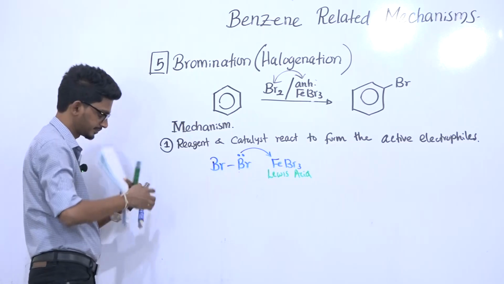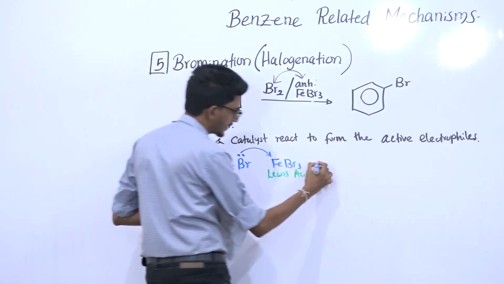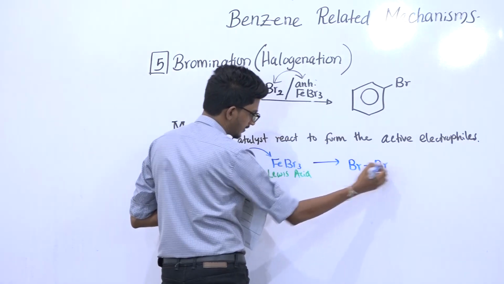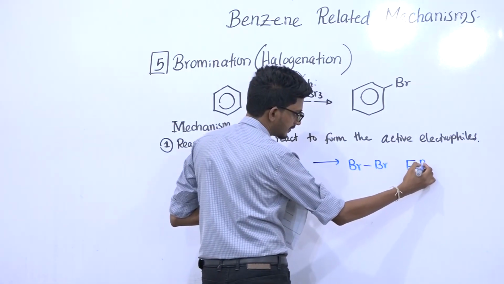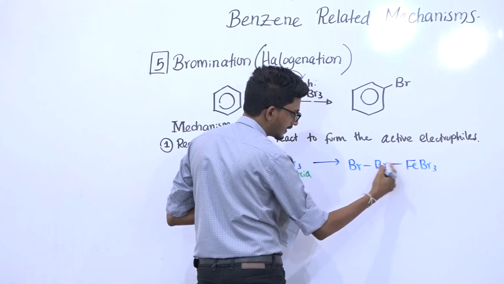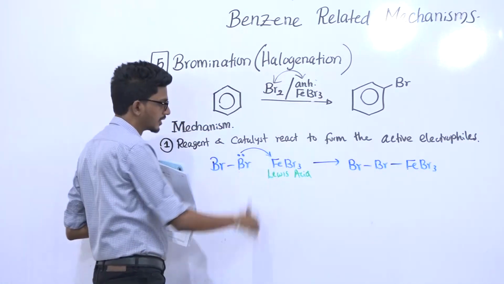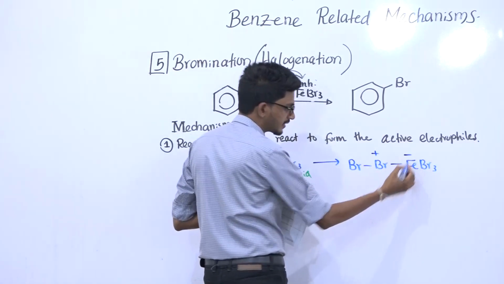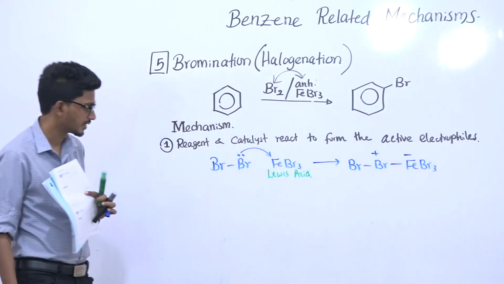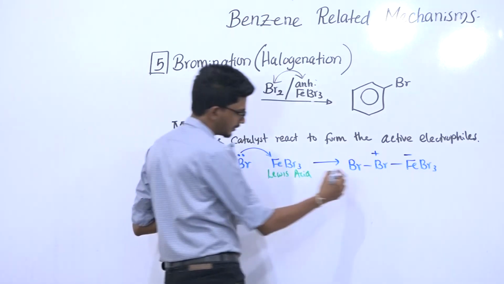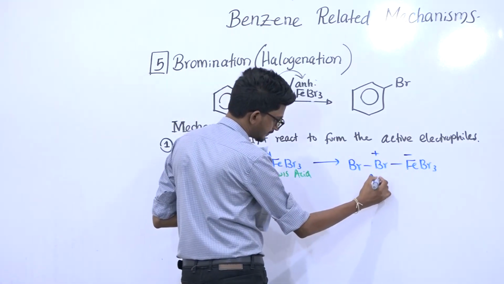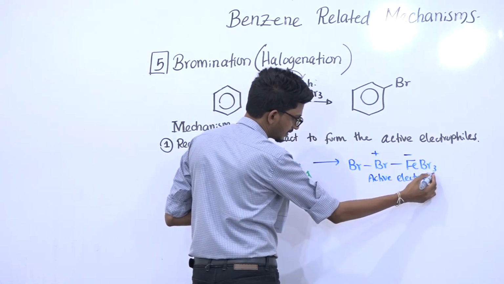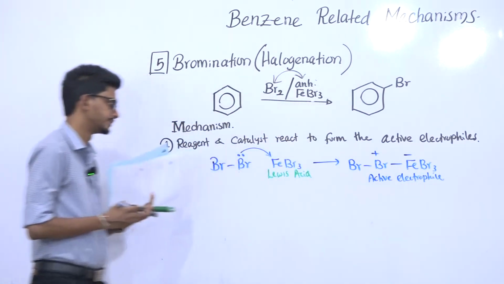And then what will happen? With this electronic movement, we come up with something like this. The two Brs are there, and the FeBr3 is there. This is going to be a dative bond. The electron donor gets a positive charge, while the electron acceptor gets a negative charge when a dative bond occurs. So this is your active electrophile. The first step is actually forming that.